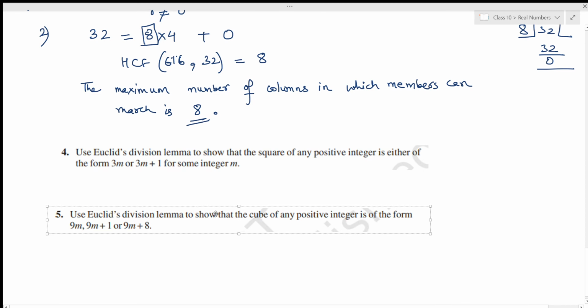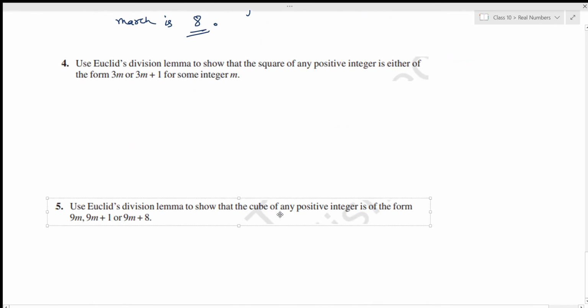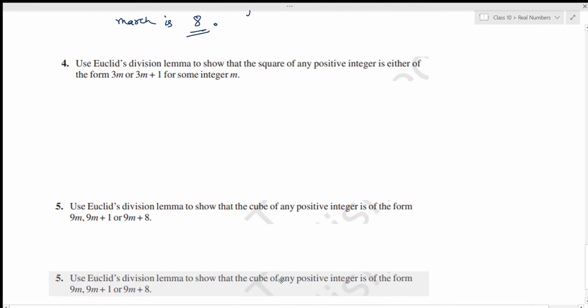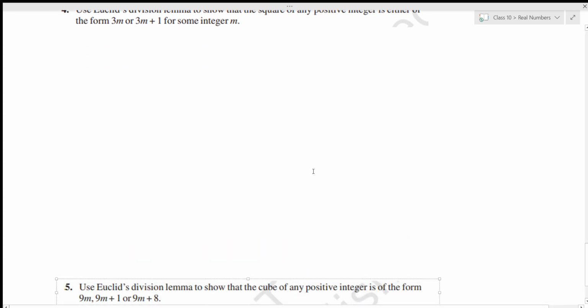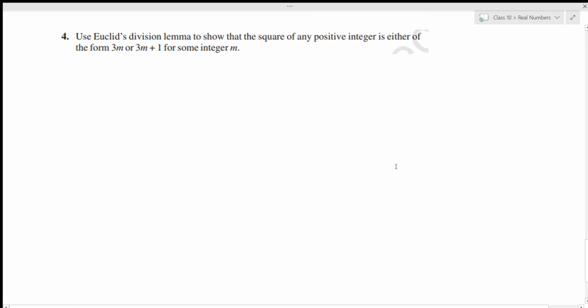That next question is similar to the second question in which we use the division lemma. But here it is asking to use Euclid's division lemma to show that the square of any positive integer is of the form 3m or 3m plus 1. So how will we do this question? Let's start with that. So let a be any positive integer.